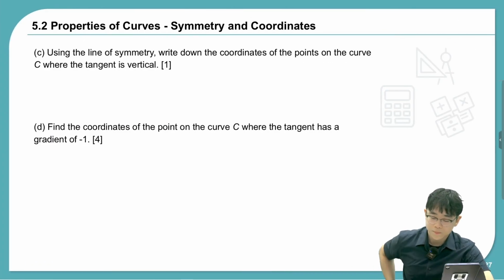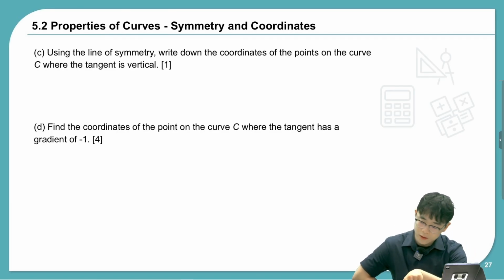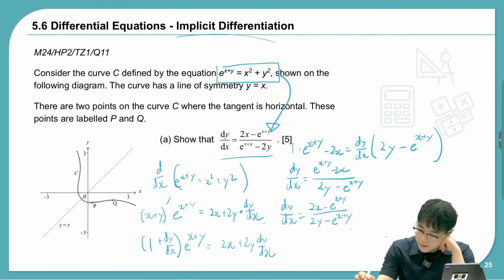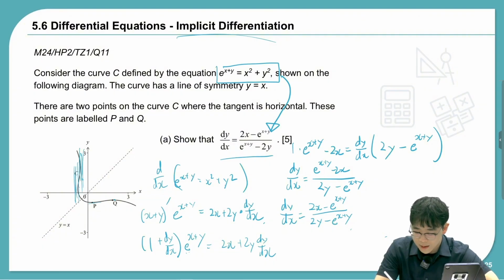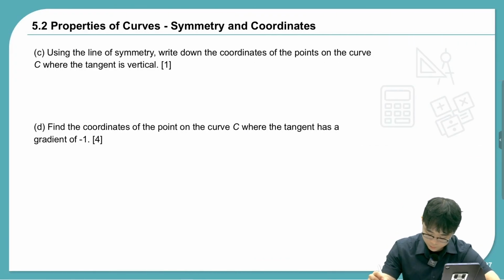Let's move on to the next one. We have part C. So using the line of symmetry, write down the coordinates on the curve where the tangent is vertical. So basically what we have is, if you look here, P and Q, they can be reflected about y equals x. So when the slope is vertical, undefined, so when the instantaneous rate of change is steeply infinite, that's the reflected images of P and Q. So all we gotta do for the next part is simply swap the coordinates.